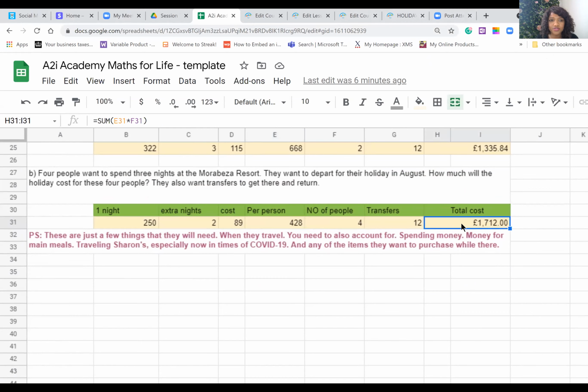So because it's 4 of them, we need to find equals. So 428 times by 4. And then plus, we need 8 times by the 12 pounds, because that's the transfer, okay? Each transfer costs 12 pounds.